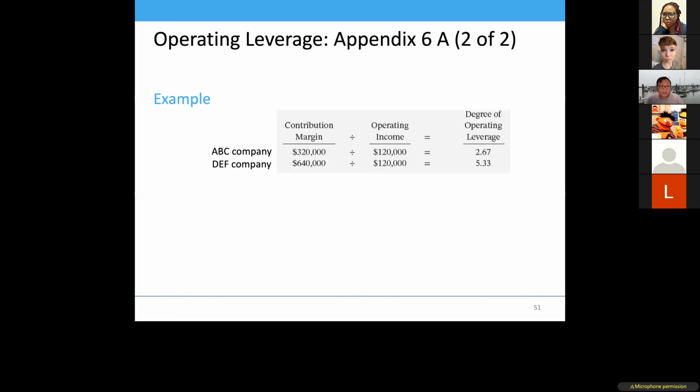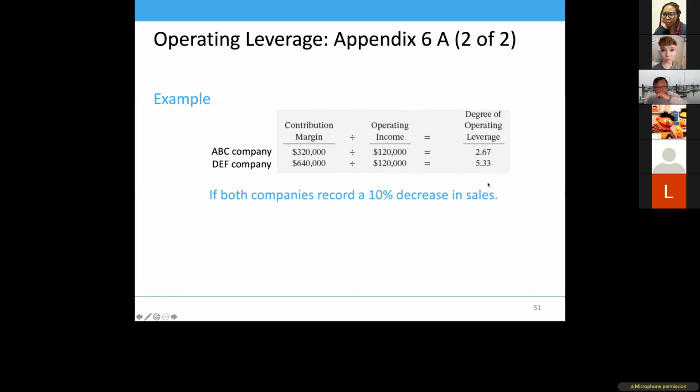Okay, so here, ABC company, that degree of operating leverage is 2.67. Okay, DEF company, when you use contribution margin divided by operating income, that degree of operating leverage is 5.33. Okay, so what does this mean? How do we interpret these numbers?